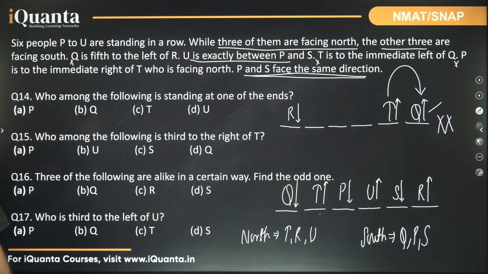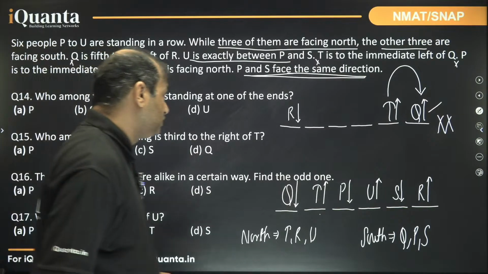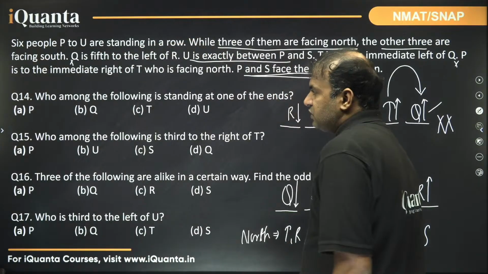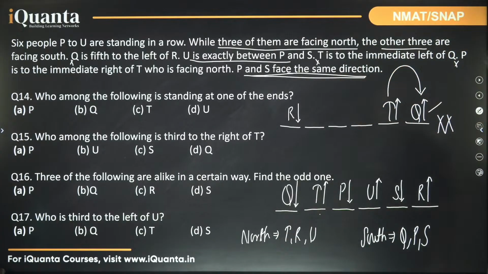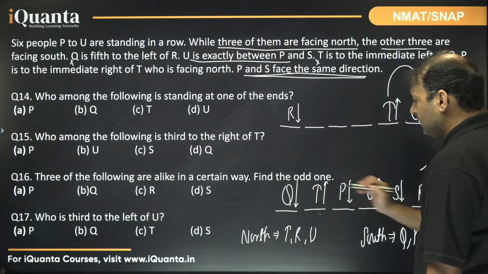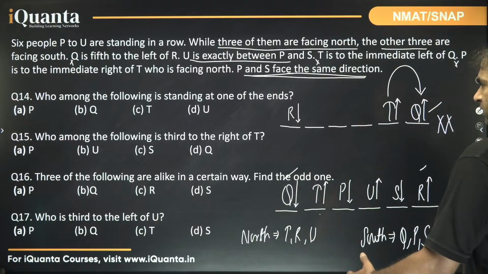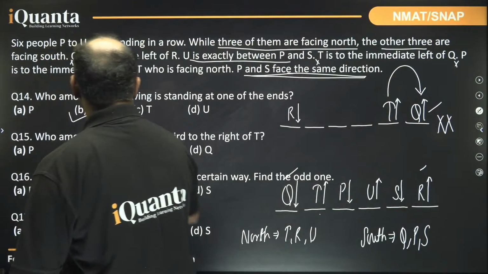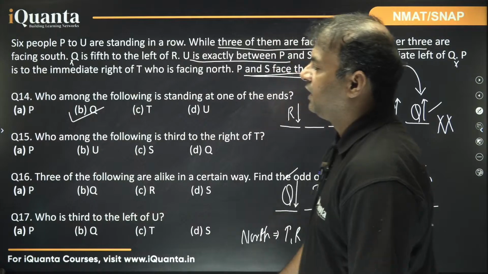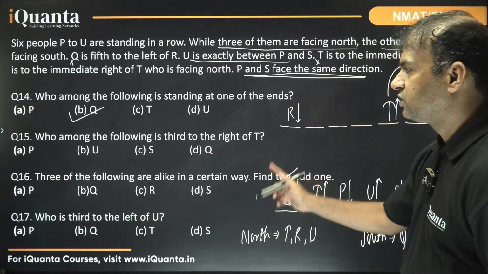Right, I hope this is understood, and now we are in the position to answer the questions. Guys, the first question is what? Who among the following is standing at one of the ends? So among these people, Q and R are standing at one of the ends, right? Q and R. So look at the options. In the options we have Q, we do not have R. So obviously Q will be the answer. Option number B is correct in question number 14.